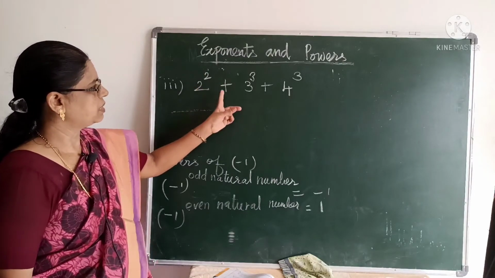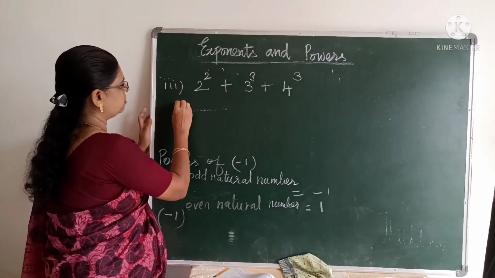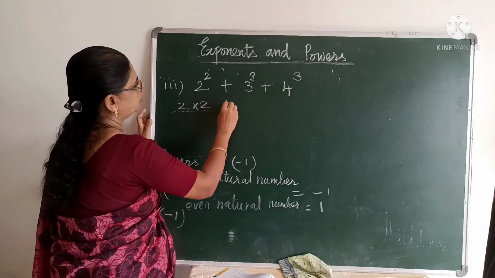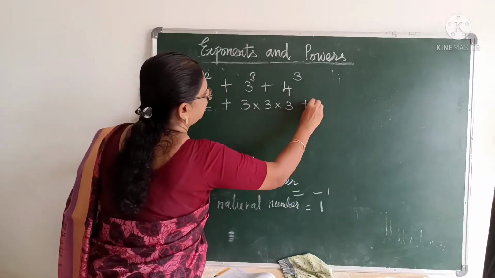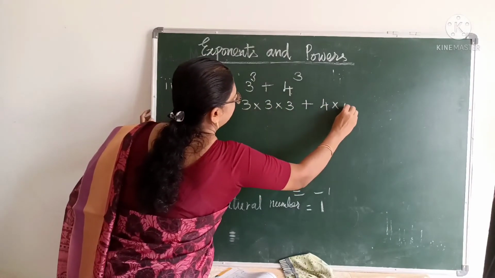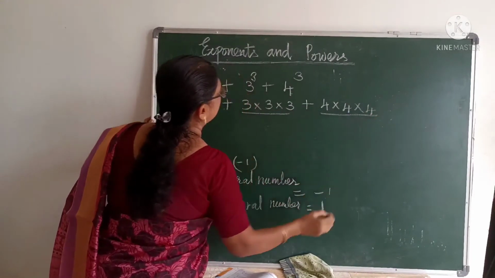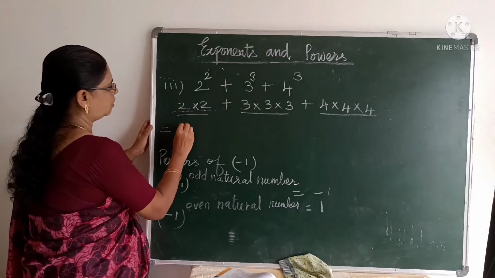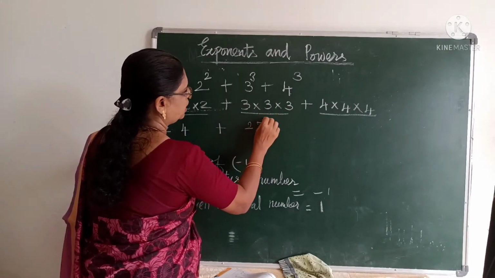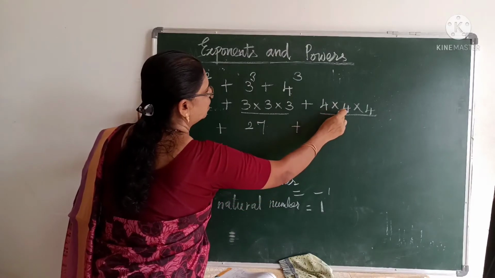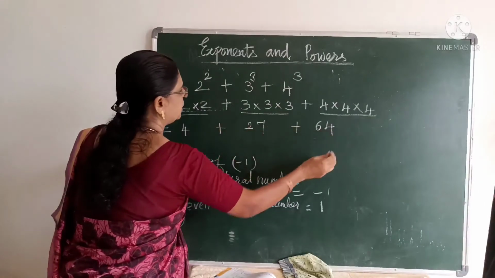Now we will learn this. 2 square plus 3 cube plus 4 cube. Write 2 square in multiplication form. 2 into 2 plus 3 into 3 into 3 plus 4 cube, 4 into 4 into 4. So find out the product of these 3 multiplications. 2 2s are 4. 3 3s are 9. 9 3s are 27. 4 4s are 16. 16 4s are 64. Now add all these 3 products.